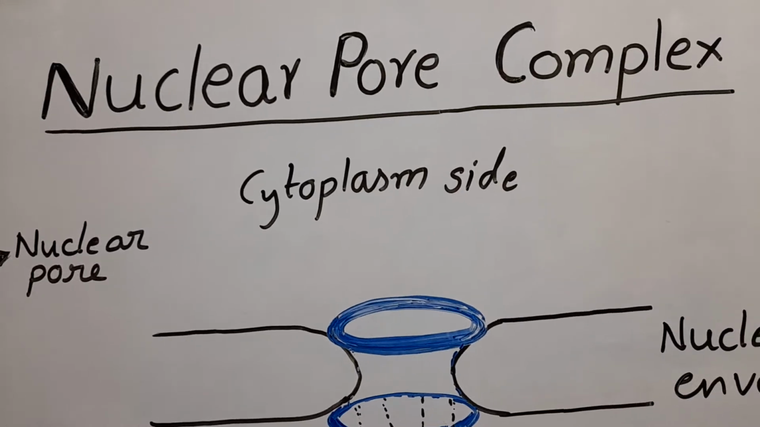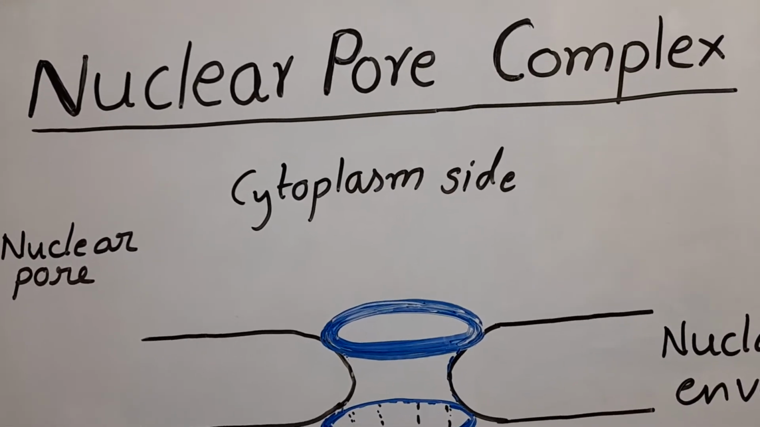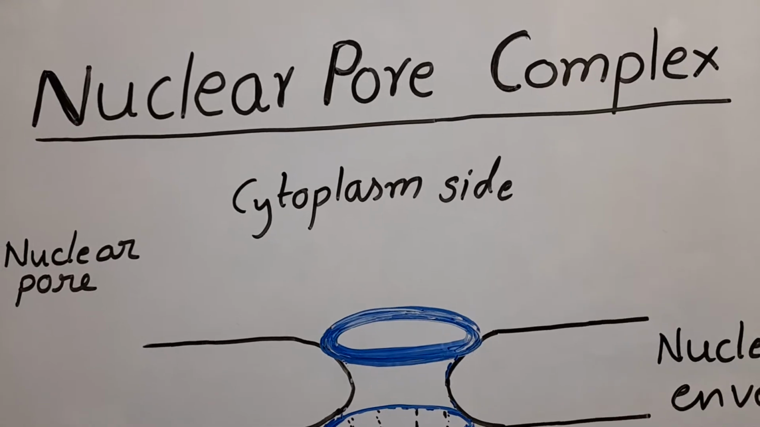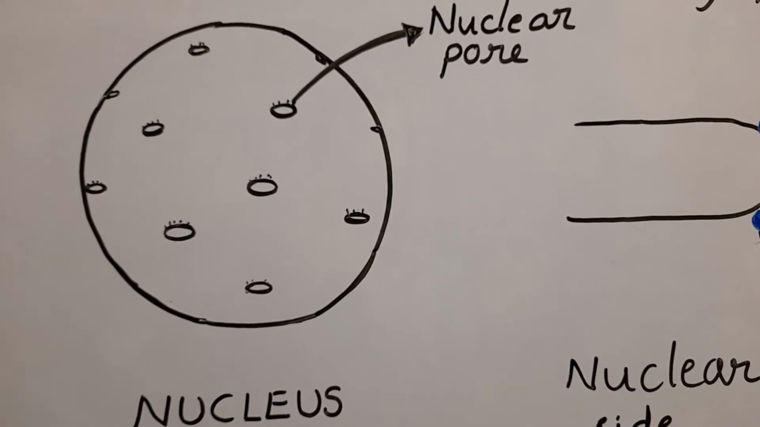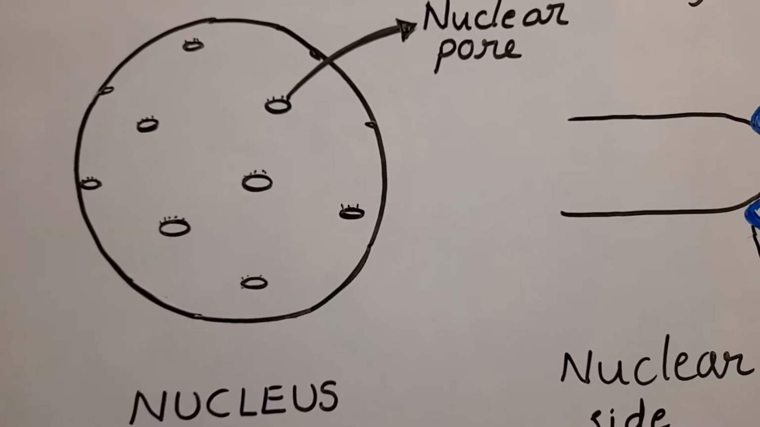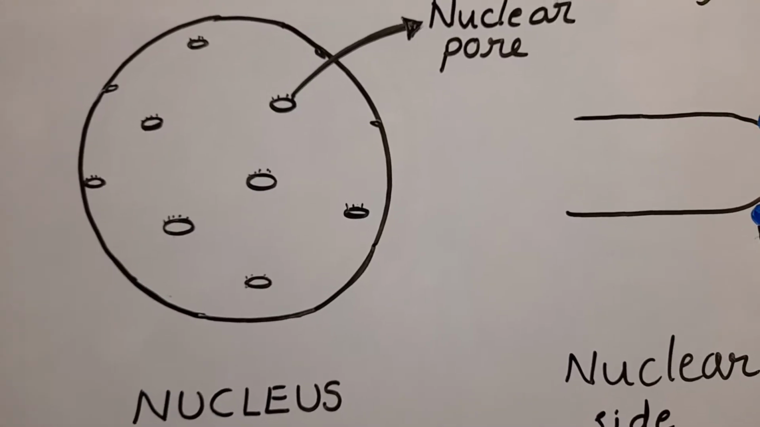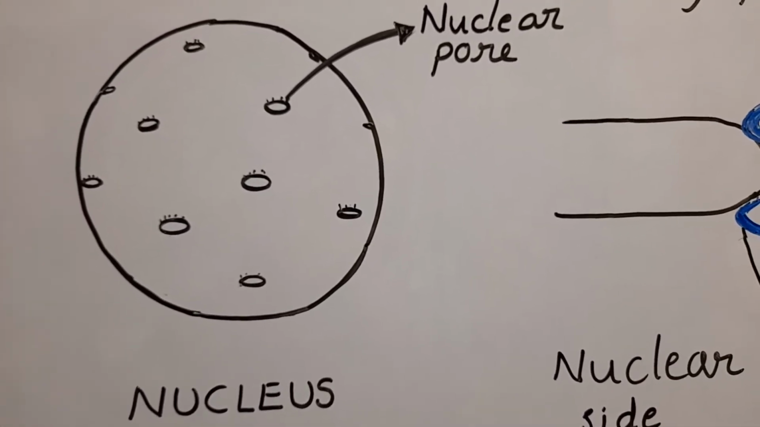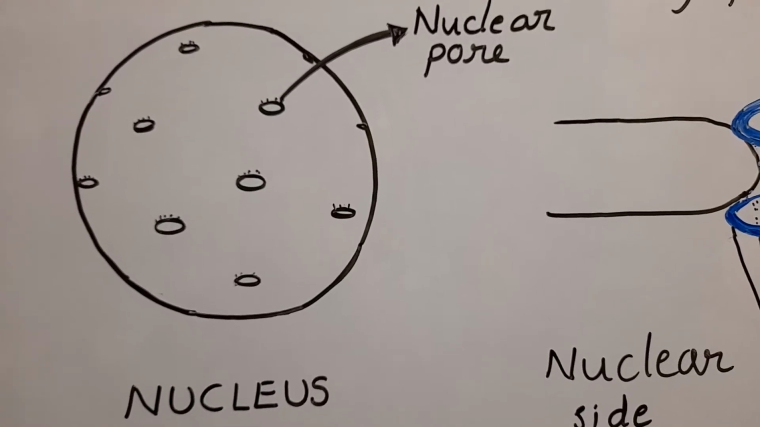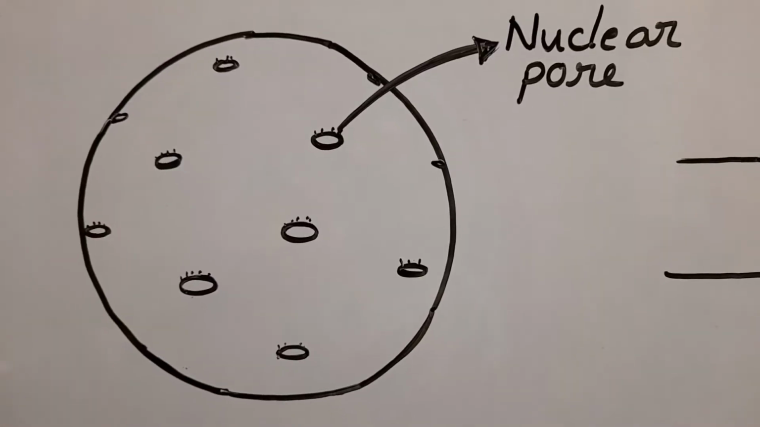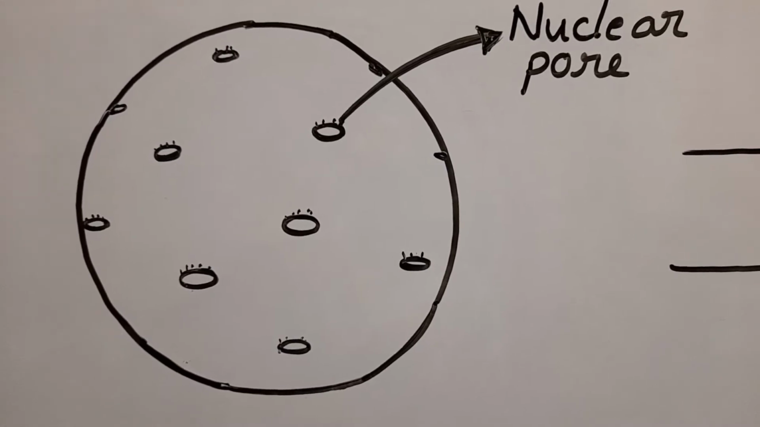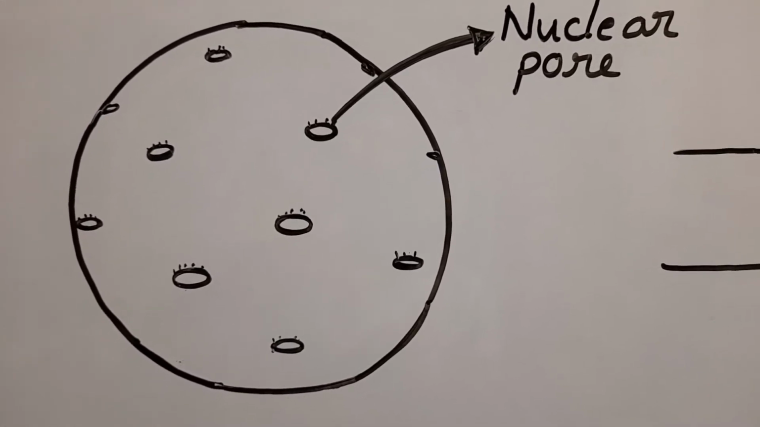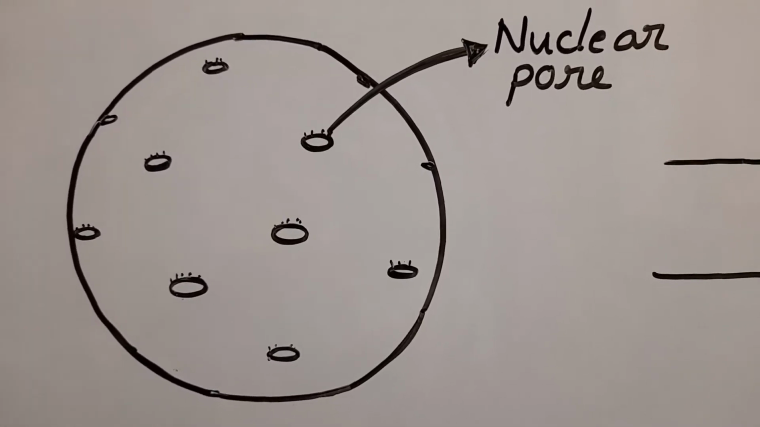Welcome students. Now we are going to discuss the nuclear pore complex. The spherical nucleus is enveloped by the nuclear envelope. It contains two membranes, the outer and inner nuclear membranes. In the nuclear envelope, some minute pores are present. They are known as nuclear pores.